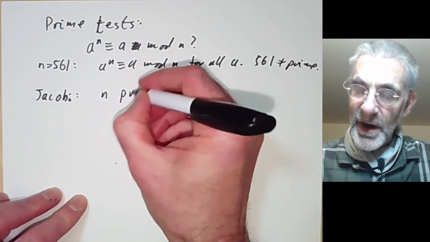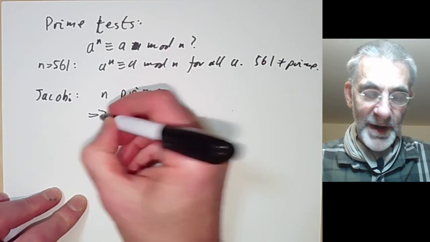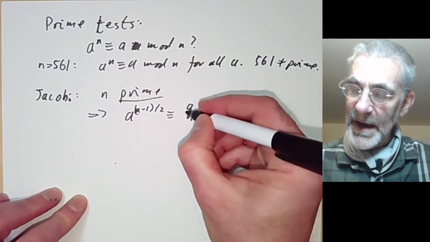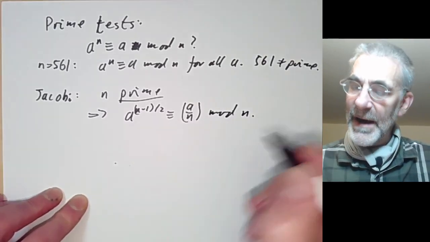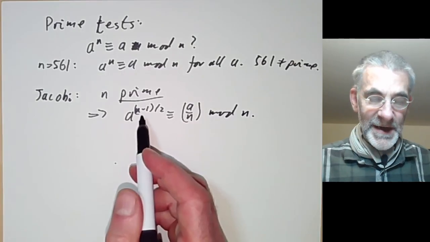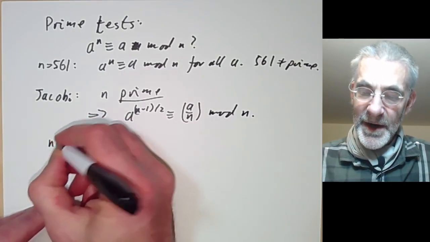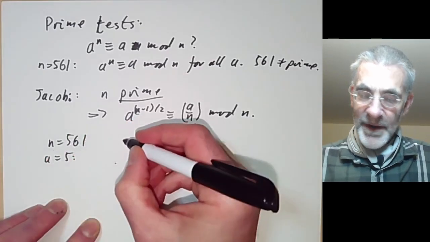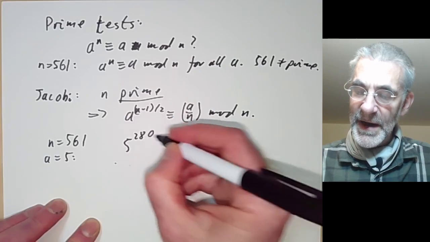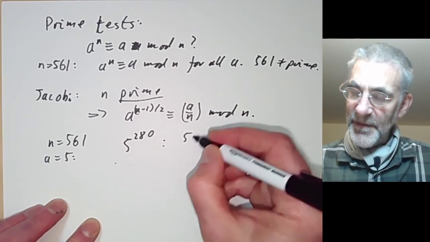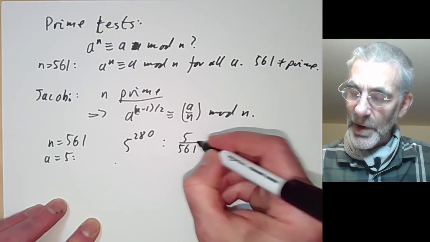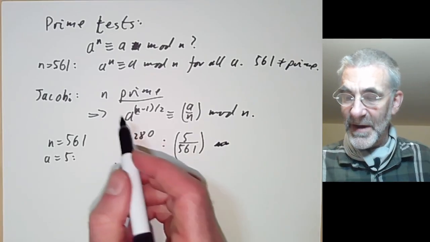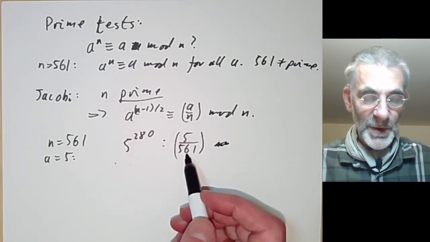If n is prime, this implies a to the (n minus 1)/2 is congruent to (a/n) modulo n. So we can test to see if this is true. For example, let's take n to be this troublesome number 561, and let's take a to be 5. Then we've got to work out 5 to the 280 and compare it with (5/561), and see if they're the same. And if they're not the same, then this number 561 is definitely not prime.